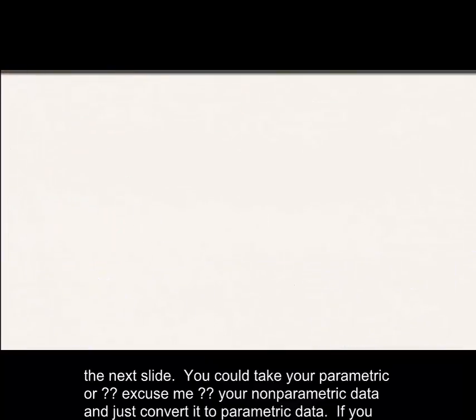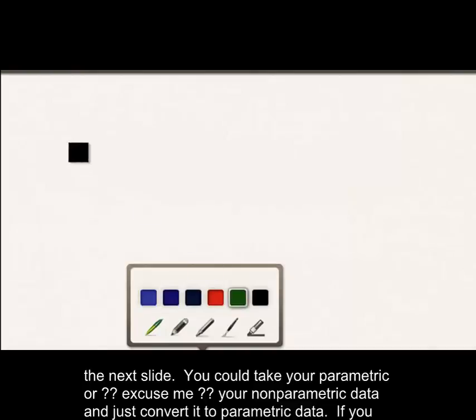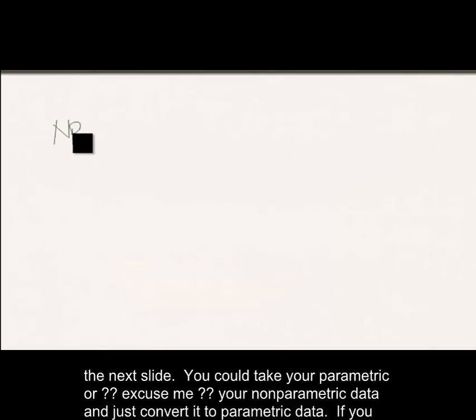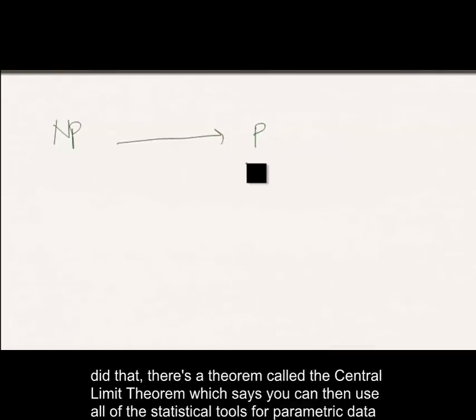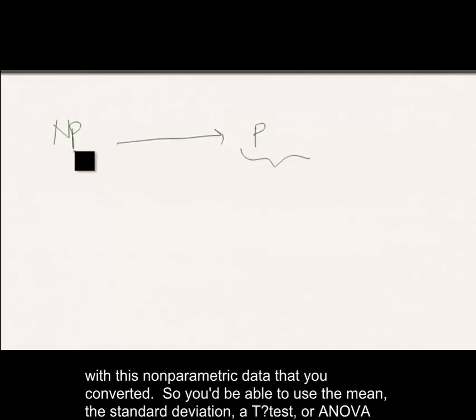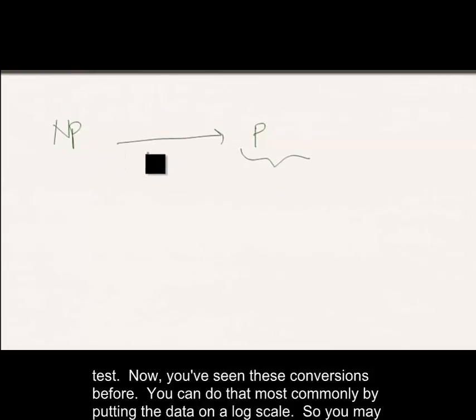You could take your non-parametric data and just convert it to parametric data. If you did that, there's a theorem called the central limit theorem, which says you could then use all of the statistical tools for parametric data with this non-parametric data that you converted. So you'd be able to use the mean, the standard deviation, a t-test, or an ANOVA test. Now you've seen these conversions before. You can do that most commonly by putting the data on a log scale.